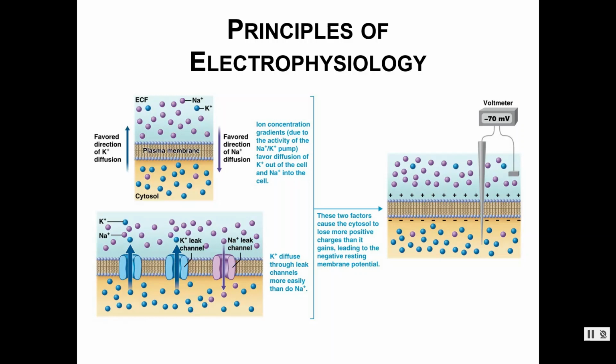Potassium will diffuse through these leak channels more easily than sodium. So you can see we have potassium leak channels and sodium leak channels, and the ions move through their respective channels. But it's just easier for potassium to move through its channel versus sodium moving through its channel. But these two work together.